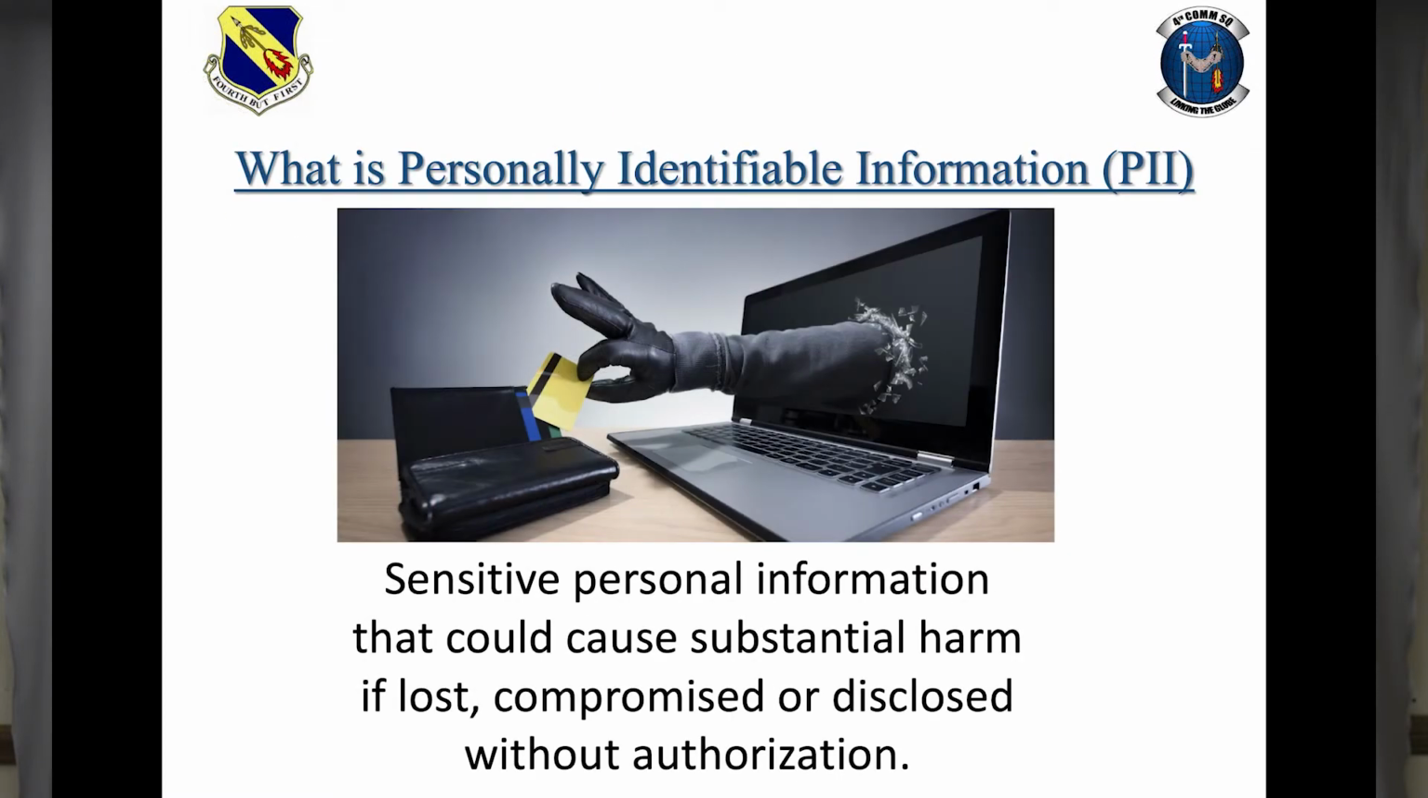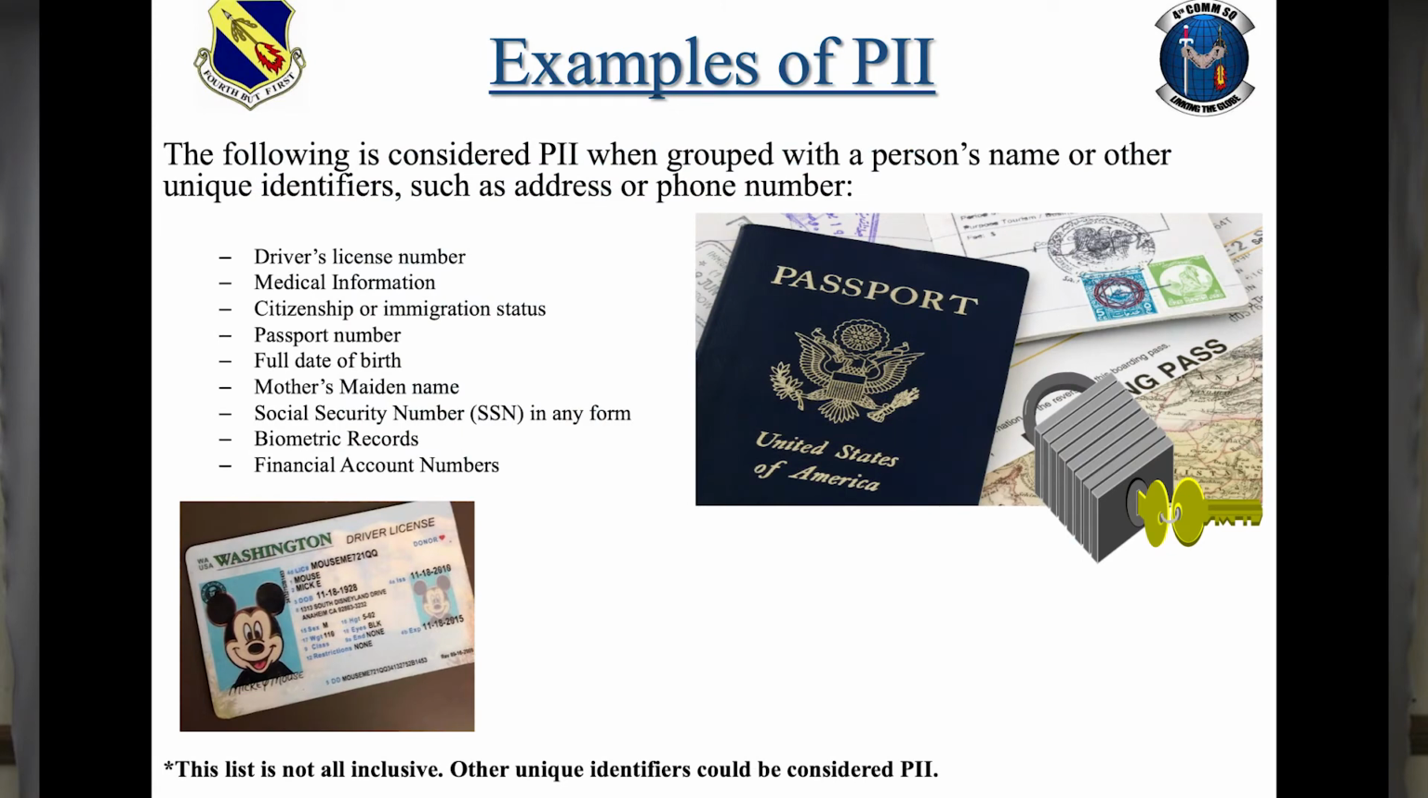So what is personally identifiable information, also known as PII? It's any sensitive personal information that could cause substantial harm if lost, compromised, or disclosed without authorization. So just a few examples of PII would be your driver's license number, medical information, passport number, full date of birth, mother's maiden name, social security number in any form, financial account numbers. When it says social security number in any form, that's your full 9 digits or just your last four. Just your last four would also identify as personally identifiable information.